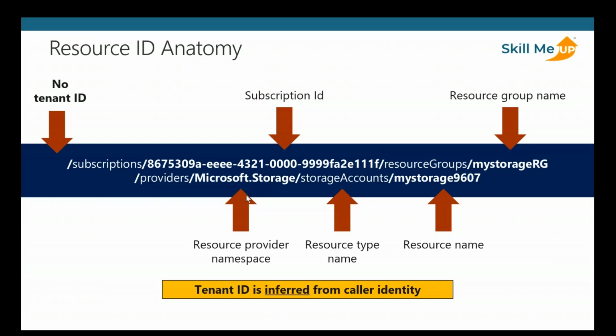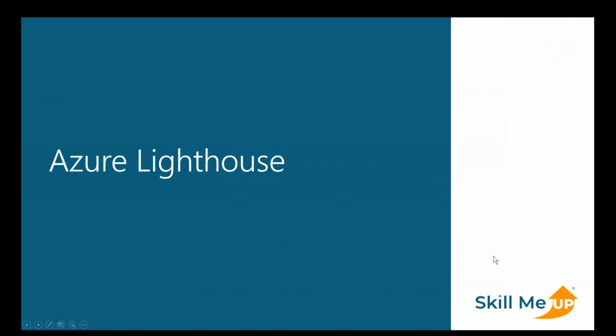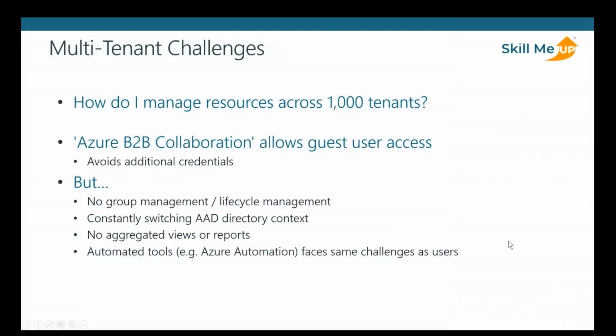Okay, so we got the idea that the tenant ID is not explicitly given in the resource IDs or in the APIs. It's just part of the context of the person making the call and so on. Okay, we got that. That gives us our background on the Azure AD, RBAC, and so on. So now let's talk about Lighthouse. So let's look at the problem first of all that Lighthouse is designed to challenge.